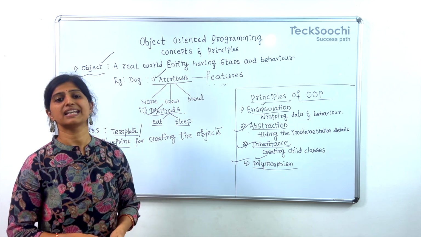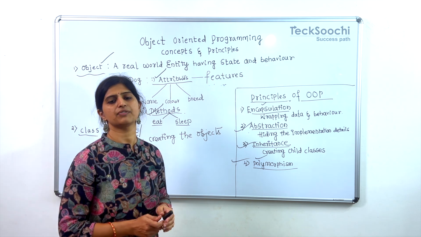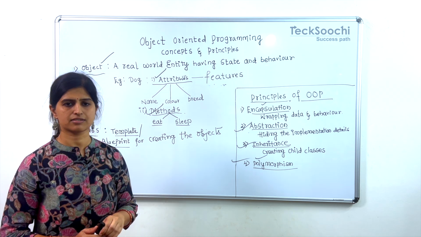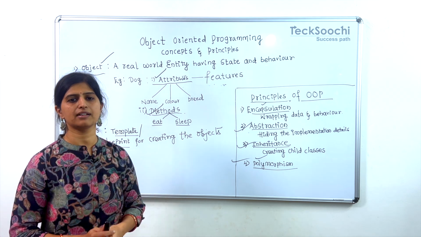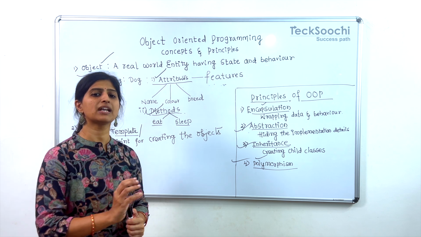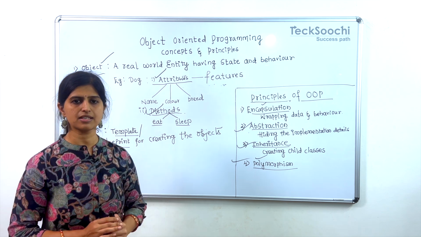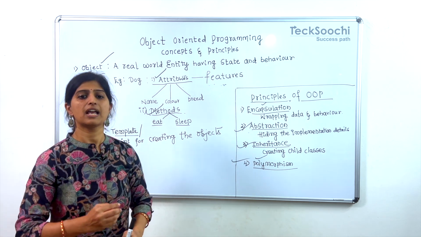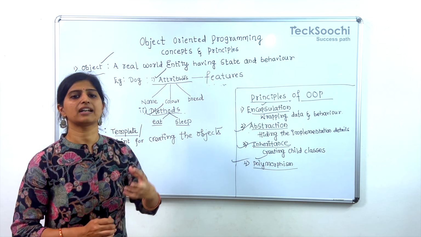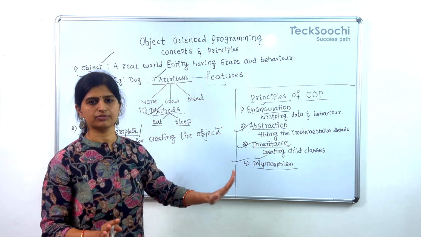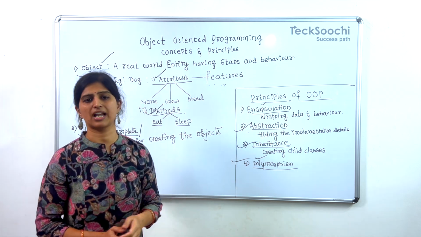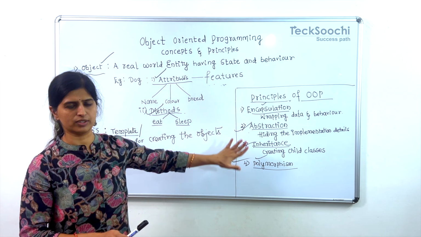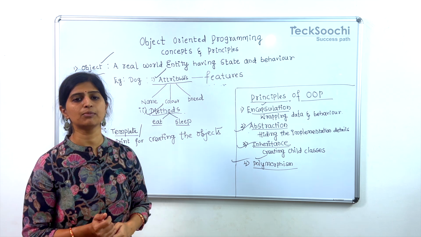The third one is inheritance. As the name itself indicates, we get to know about parent and child classes here. When I create a parent class, I define the common attributes within the parent class, and from that class I create the child classes, which helps me avoid rewriting the code that is common to both parent and child classes, thereby providing reusability of the code. The last one is polymorphism.